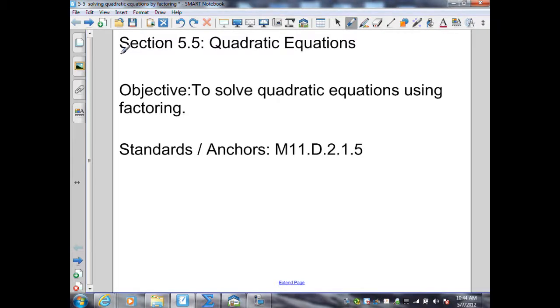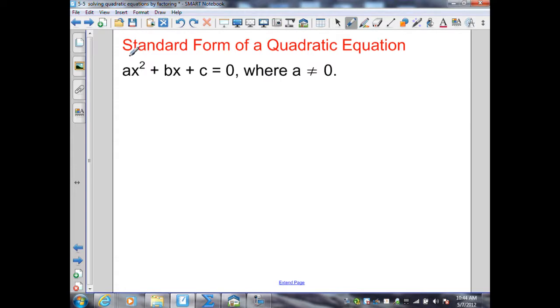Section 5.5, Quadratic Equations. The standard form of a quadratic equation is ax squared plus bx plus c equals 0, where a and b are coefficients of my variable terms, and c is my constant. A is not allowed to be 0. If it was, my x squared term would be eliminated, and what would be left is bx plus c equals 0, which is a linear function. Therefore, a cannot equal 0.